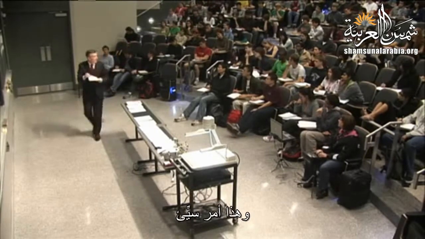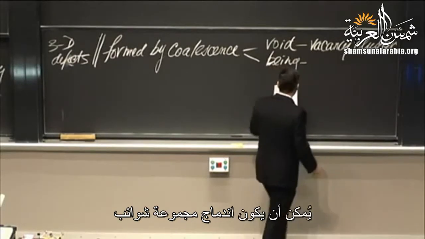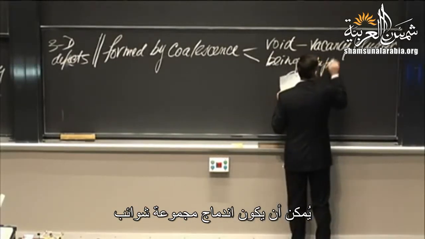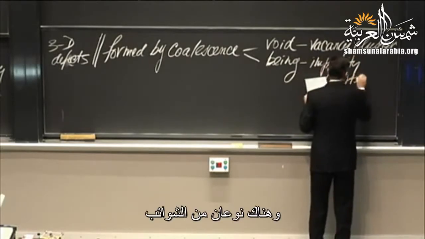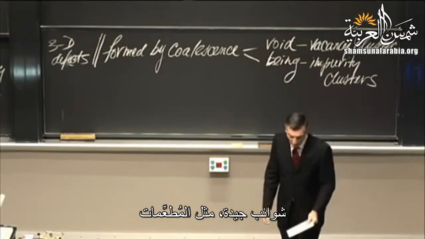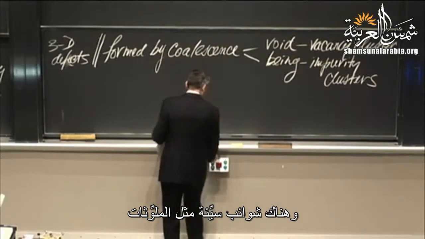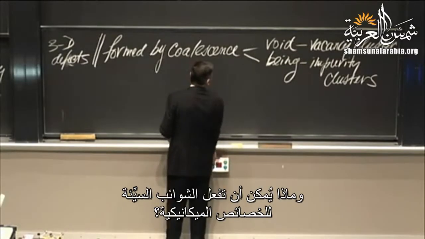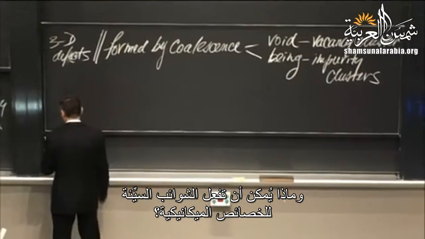That's bad. Right? And being could be impurity clusters. And there are two types of impurities, as we've learned. There are good impurities, such as dopants, and there are bad impurities, such as contaminants. And what can they do to the mechanical properties if they are bad?